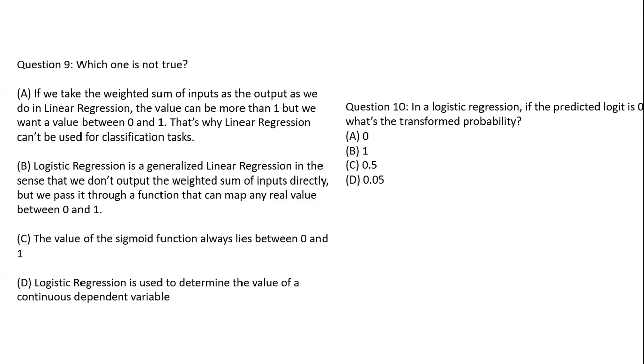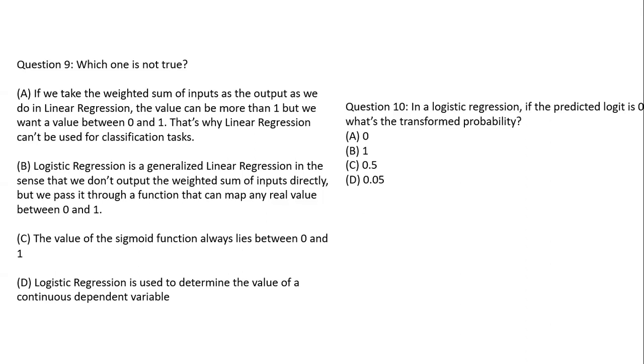But in linear regression, we don't have these weights and biases. We can have this in this formula. In a multiple linear regression scenario, we can have such a formulation. If we take the weighted sum of inputs as the output, as we do in linear, the value can be more than one, a value between.